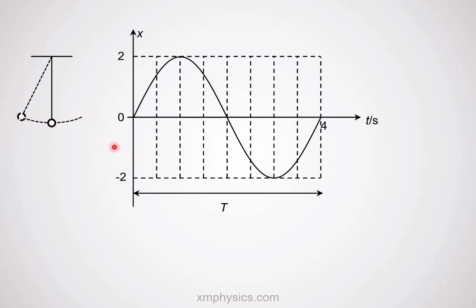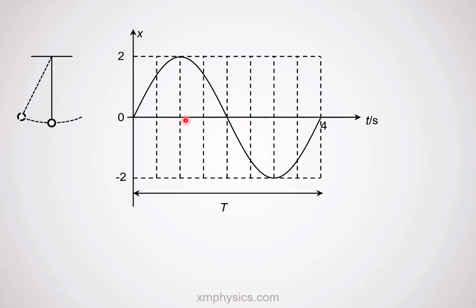If the question asked what is the distance traveled by the pendulum in 4 seconds, then the answer is obvious. It would have moved up 2 cm, down 2 cm, down another 2 cm, and then up 2 cm, so a total of 8 cm. If the question asked for the distance traveled in 2 seconds, then the answer is also obvious. The pendulum would have gone up 2 cm, down 2 cm, so a total distance of 4 cm. And it doesn't matter whether the 2 seconds is from here to here, or from here to here, or from here to here. The total distance is always 4 cm.